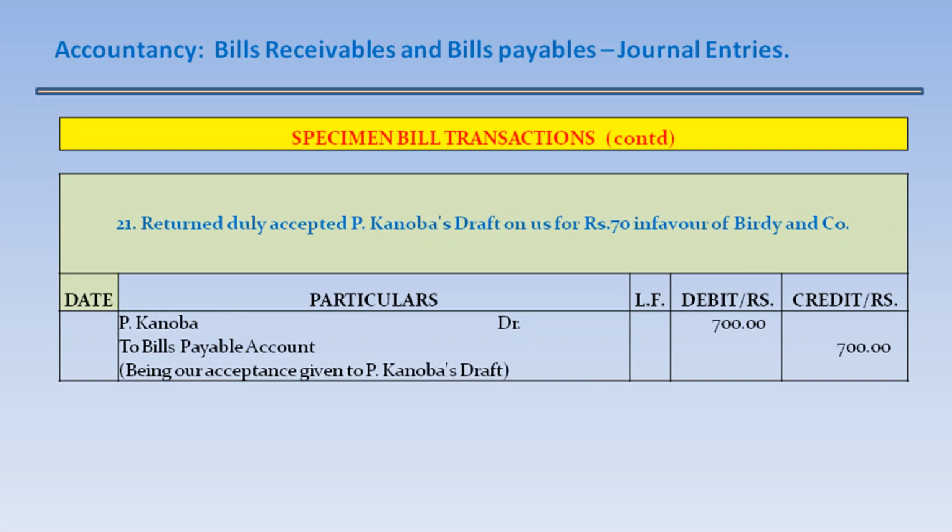21. Returned duly accepted P. Kanoba's draft on us for Rs 700 in favor of Birdy and Company. P. Kanoba account debit 700 to bills payable 700, being our acceptance given to P. Kanoba's draft.